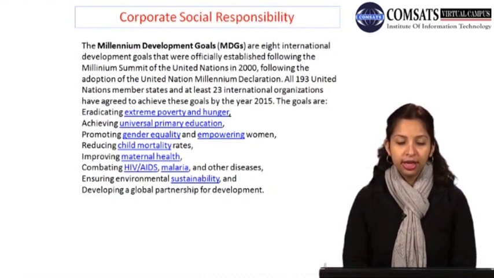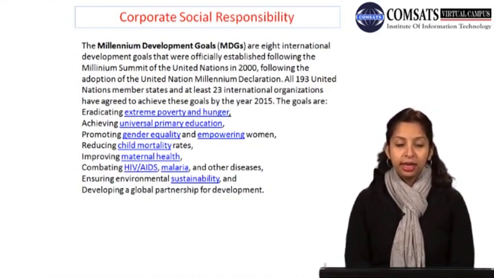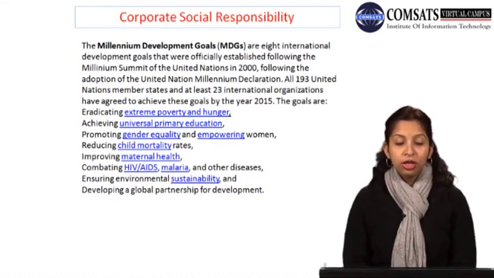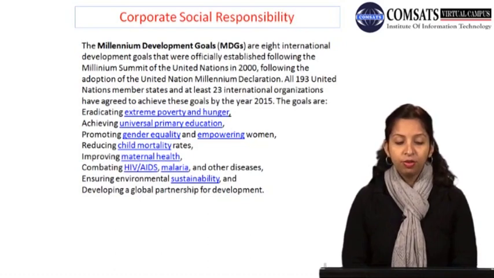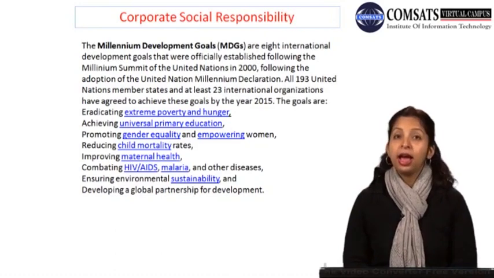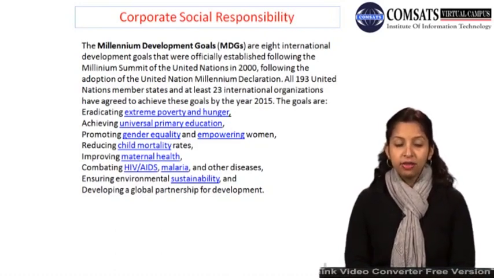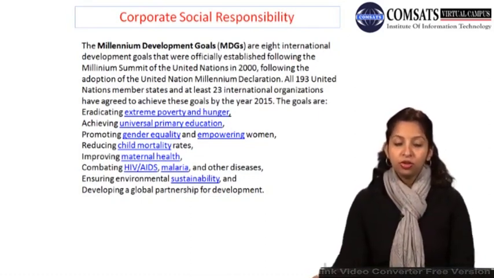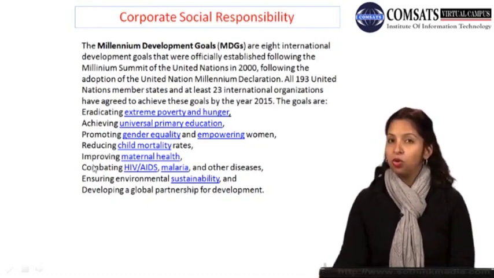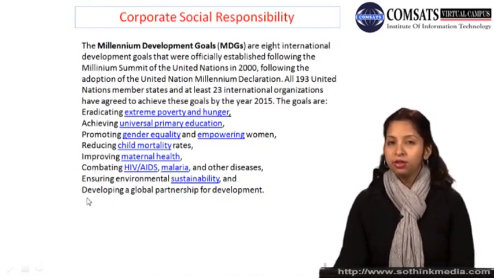So first up is eradicating extreme poverty and hunger. Second is achieving universal primary education. Third is promoting gender equality and empowering women. Fourth is reducing child mortality rates. Fifth is improving maternal health. Sixth is combating HIV, AIDS and malaria and other diseases. And seventh is ensuring environmental sustainability. And lastly, you have developing a global partnership for development. So these are the eight goals which come under the Millennium Development Goals.